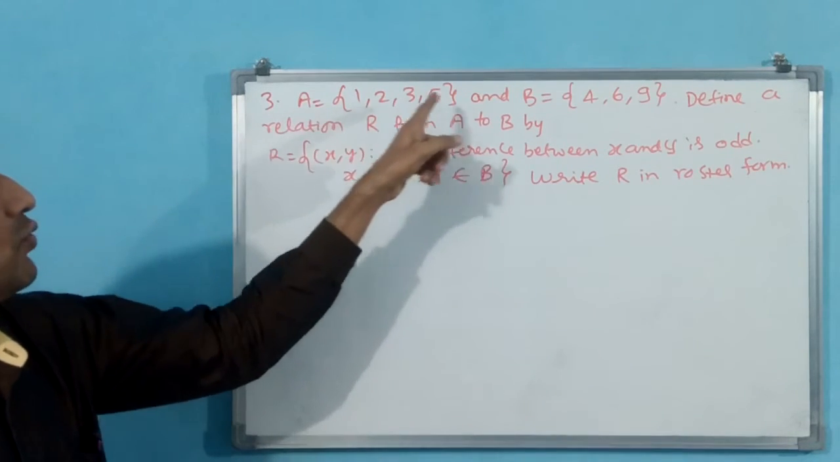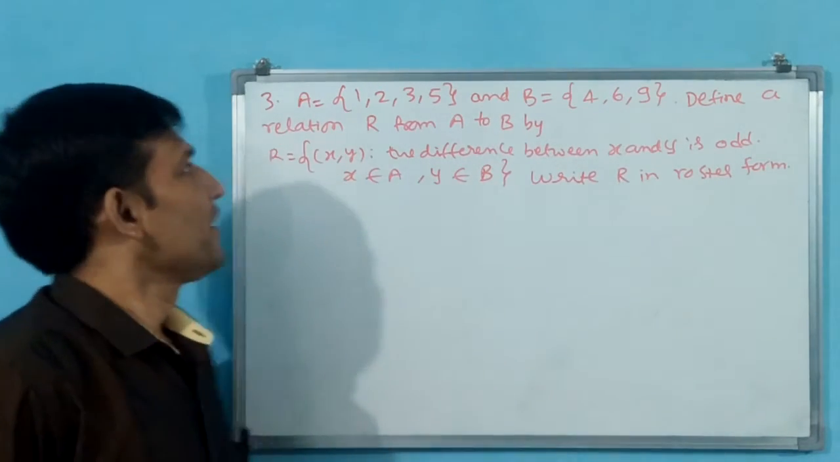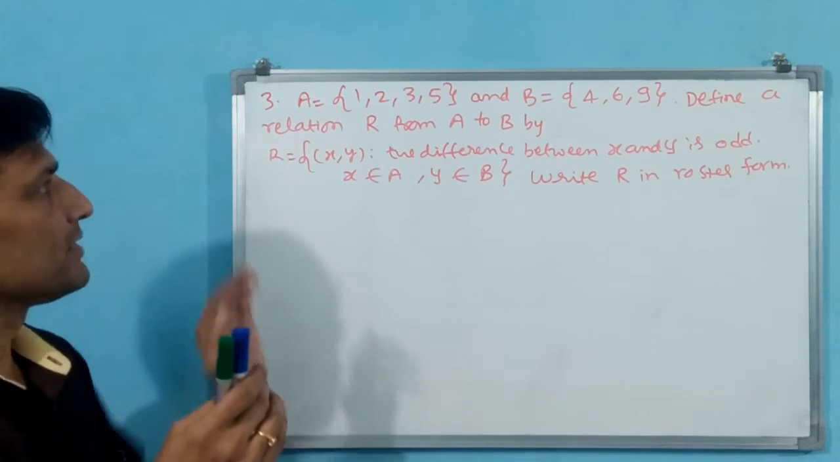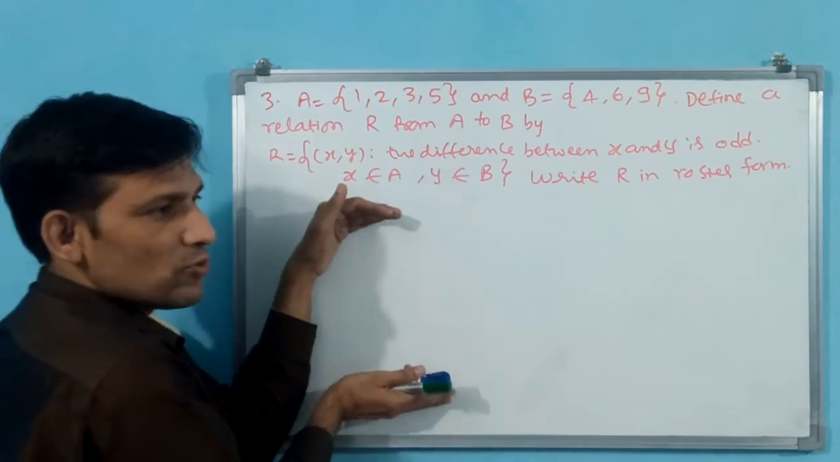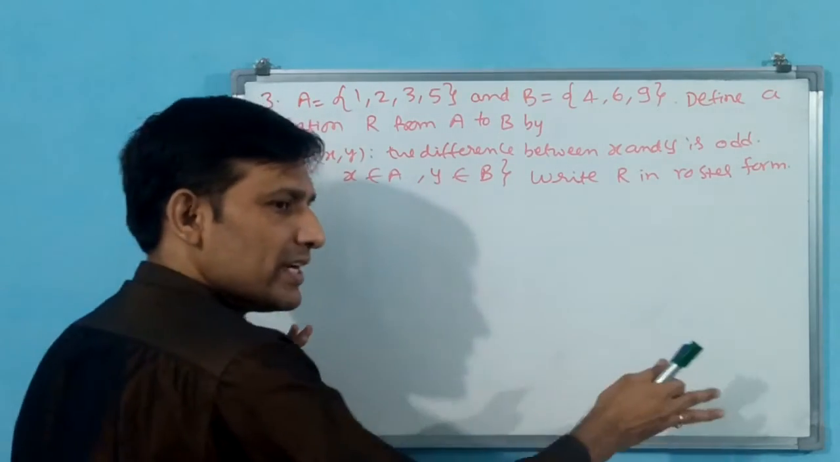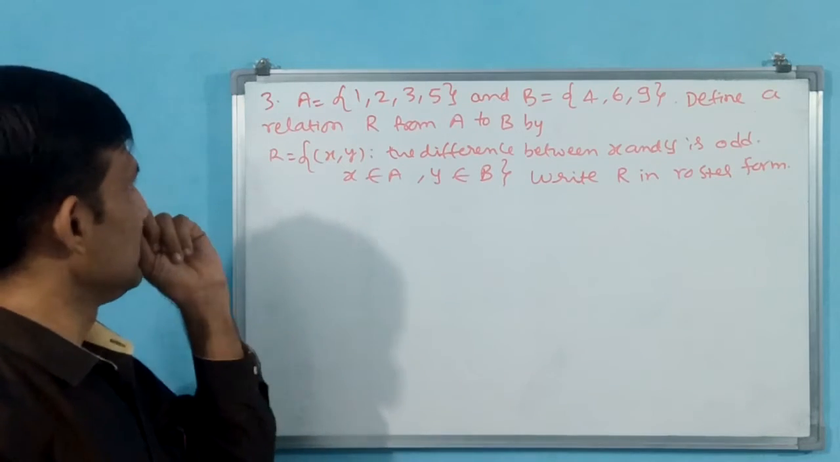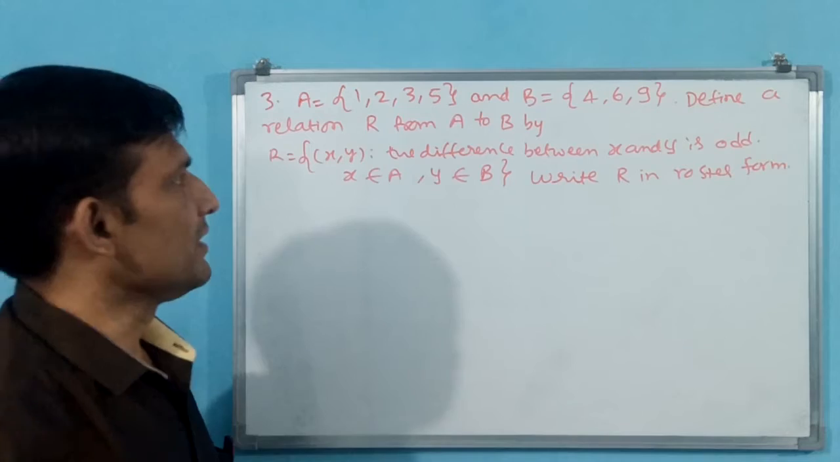Set A having 1, 2, 3, 5 as elements and set B having 4, 6, 9. Define a relation R from A to B. Here clearly they have given set A and set B. That means you have to make the relation with 1, 2, 3, 5 and 4, 6, 9 only. Okay, clearly they have mentioned. Now you see, define a relation R from A to B.